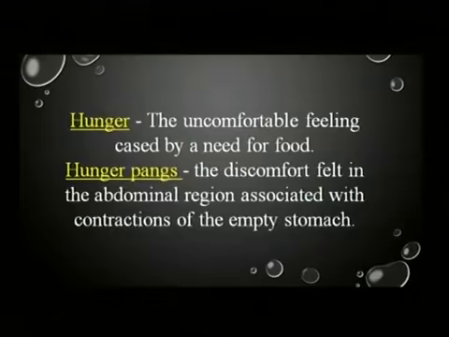So hunger. Hunger is the uncomfortable feeling caused by a need for food. Hunger pangs are the discomfort felt in the abdominal region associated with the contractions of the empty stomach.